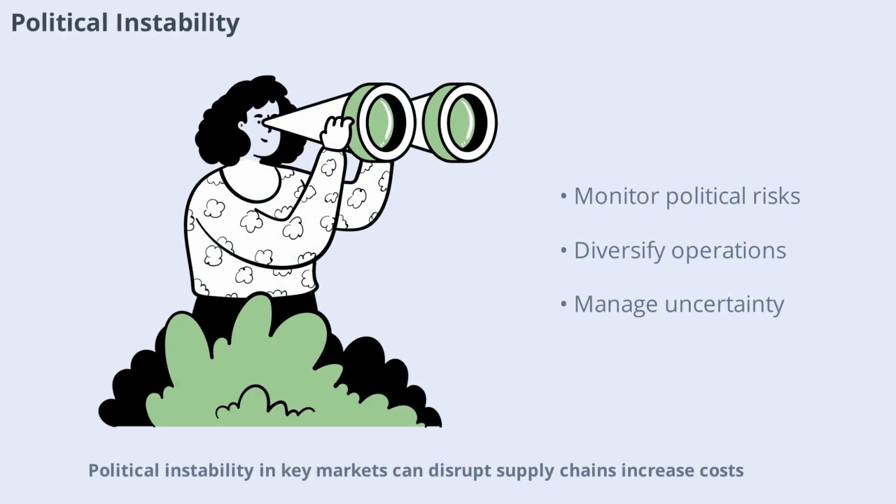Political instability in key markets can disrupt supply chains, increase costs, and create uncertainty. Businesses that monitor political risks and diversify their operations are better equipped to manage these threats.